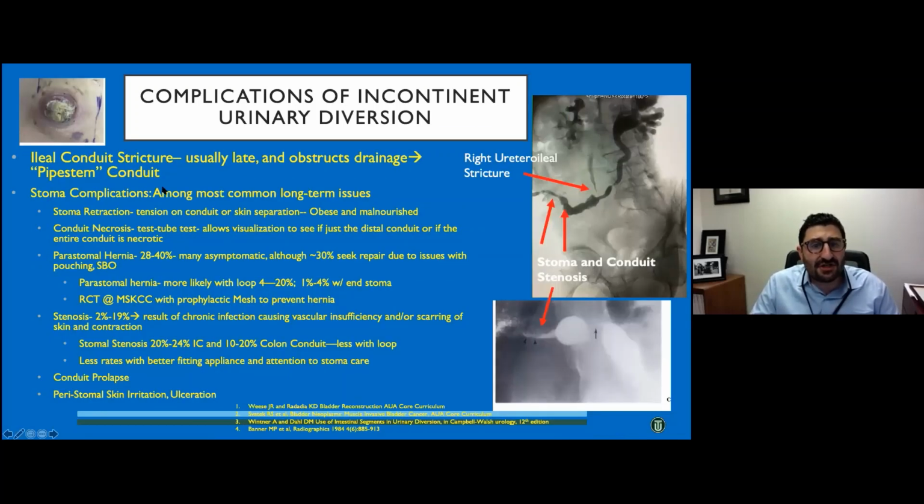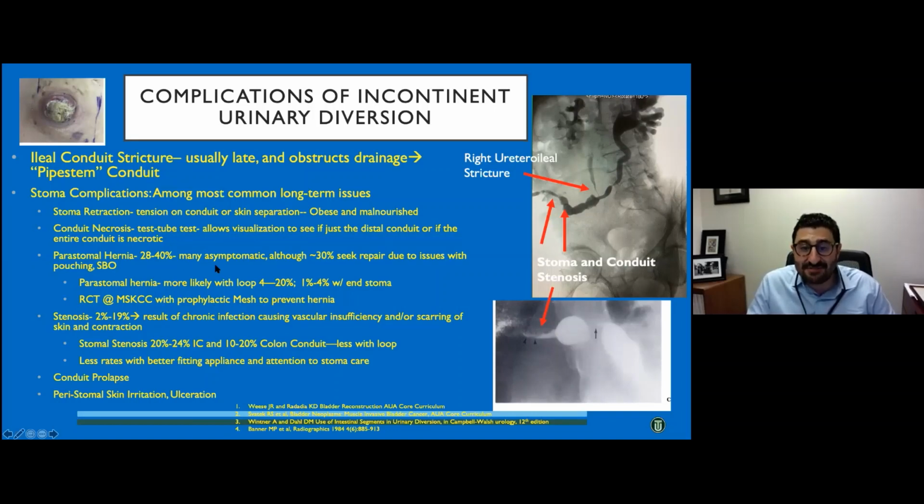Some of the complications long-term tend to be mostly related to the stoma. And these are long-term issues for patients. The stoma can retract if there's tension on the conduit or stomal separation, especially in obese patients. You can get conduit necrosis. Early on, if you're worried about the health of the stoma, you can use a test tube and put it in the stoma, and it allows you to see proximal to the skin level to make sure that the entire conduit isn't ischemic. Peristomal hernias are probably more common than we appreciate.